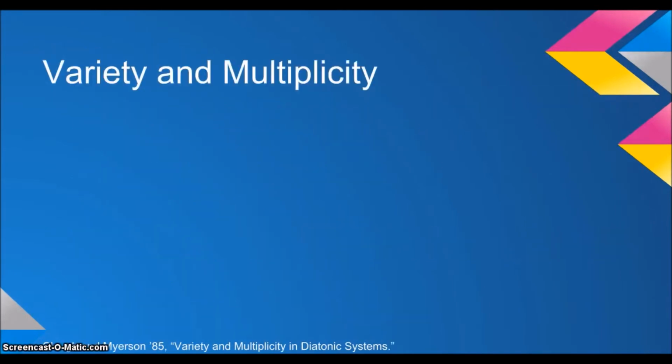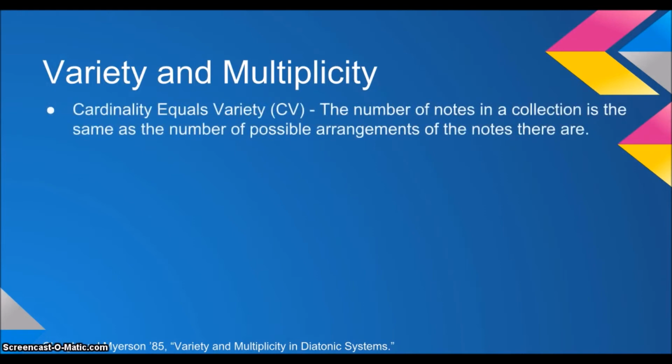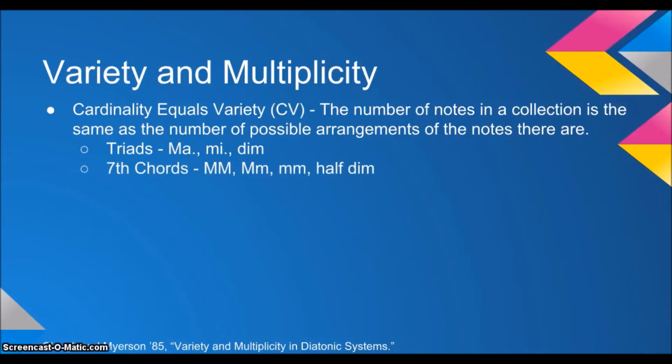We're going to wrap up by talking about variety and multiplicity. There's this concept called cardinality equals variety, where the number of notes in a collection is the same as the number of possible arrangements of the notes. So triads have 3 notes, and so we find them in 3 different versions in our diatonic scale: major, minor, and diminished. The same applies for 7th chords. They contain 4 notes, and we find them 4 different ways.